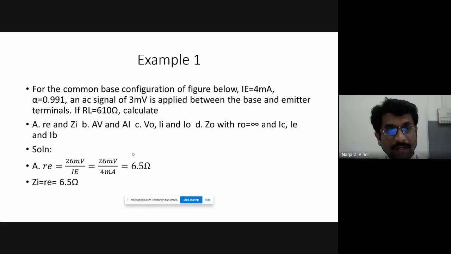Let us solve an example here. Note down this example in your notebooks.